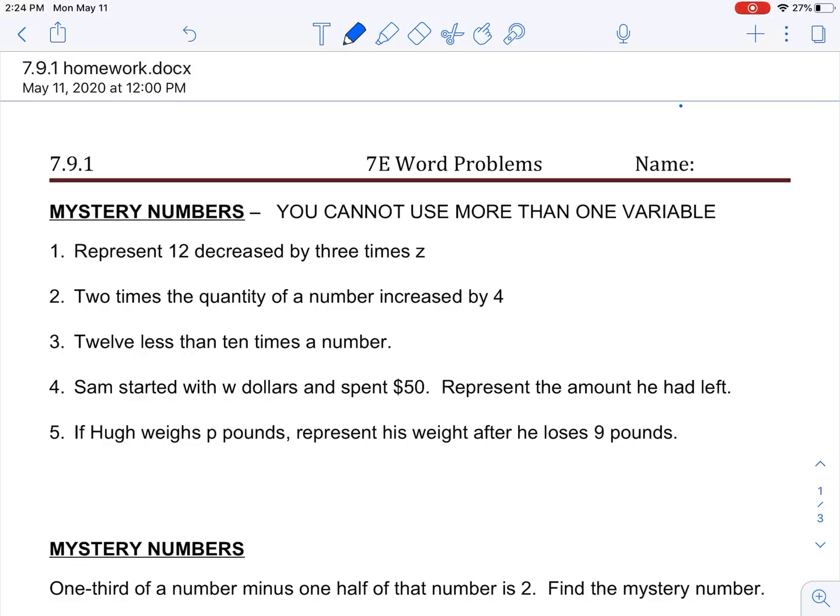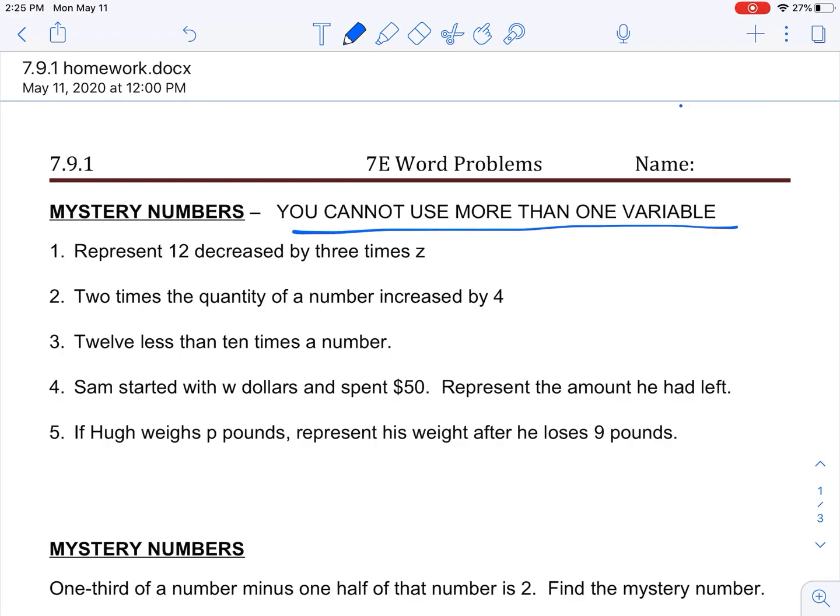Our first type of word problem that we're going to address are mystery number problems, and these are just helpful problems that let us get practice doing translations. The key thing that you need to remember is right now you cannot use more than one variable because we do not know how to use more than one variable. That's a skill we'll learn next year. So let's just practice these first 5, and I would recommend pausing this video and then going through and making sure that you get the correct answers.